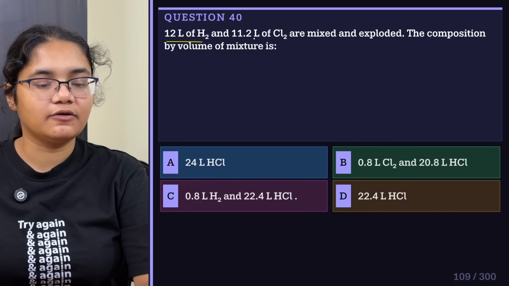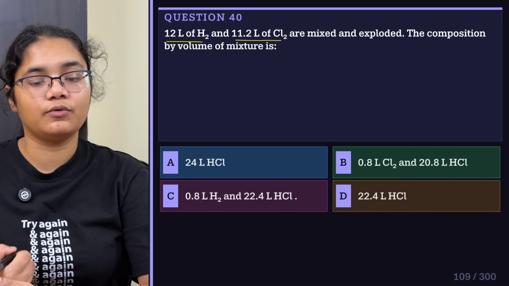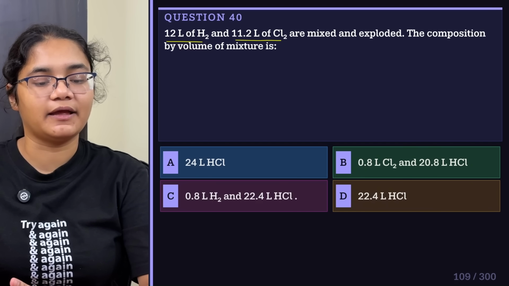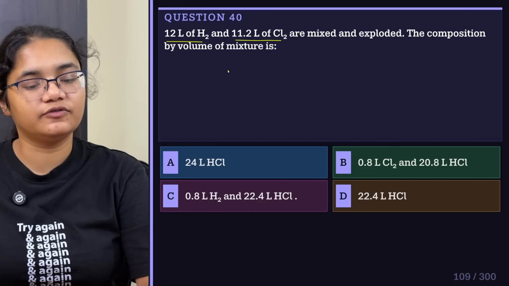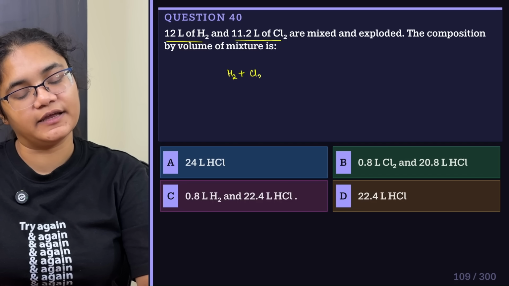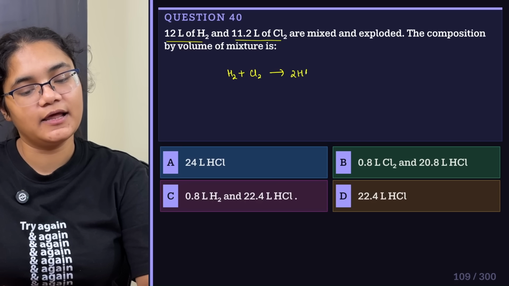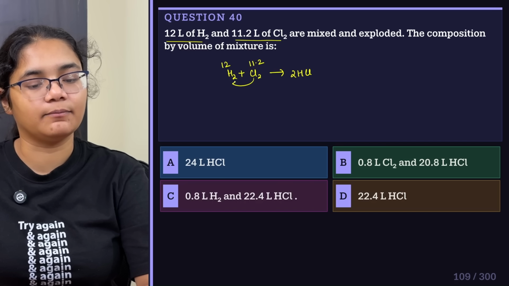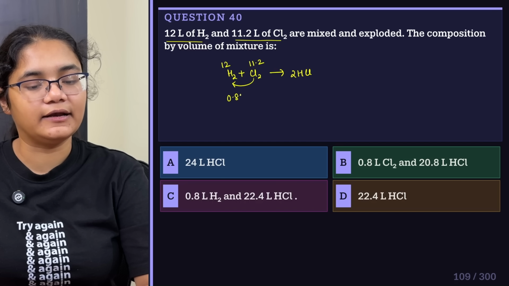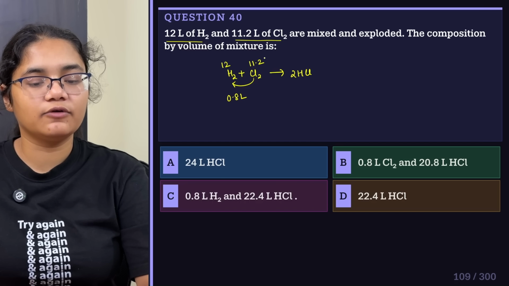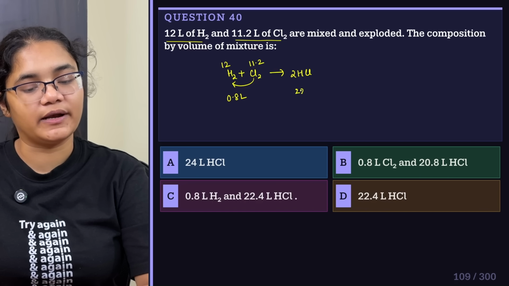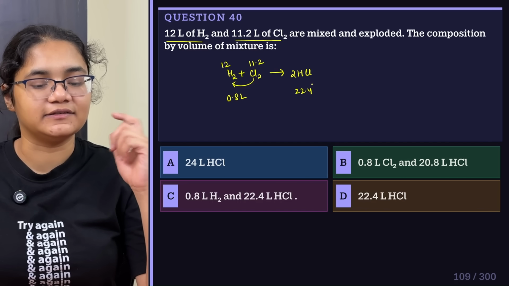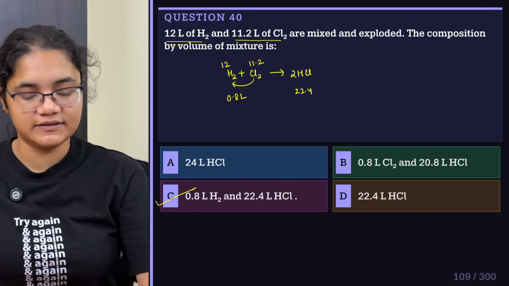Next, we have 12 liter of H2 and 11.2 liter of Cl2 mixed and exploded. The composition by volume is a mixture of. So if you see the reaction, you have H2 plus Cl2 gives you 2HCl, right? So if you have taken 12 liter and here 11.2 liter, this one will completely react, but 0.8 liter of H2 will remain. Now 1 mole of chlorine is giving you 2 moles of HCl, so 22.4 liters, or double, of HCl will form. So that is option number C here.